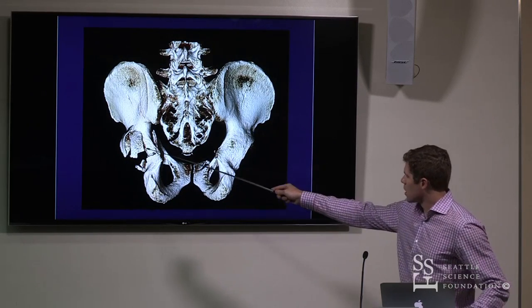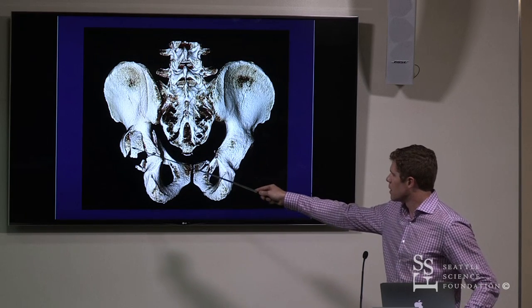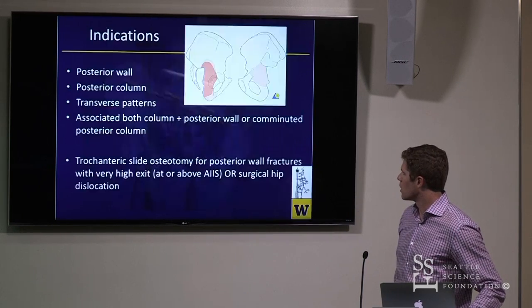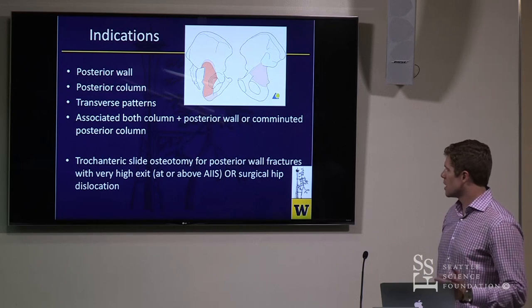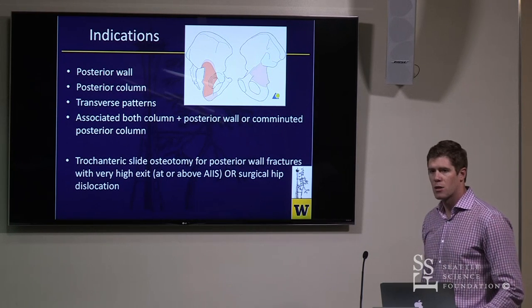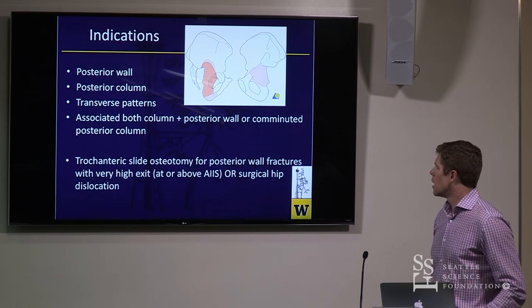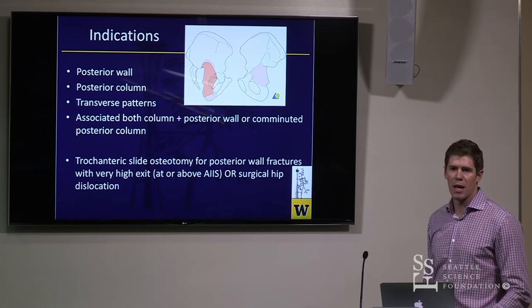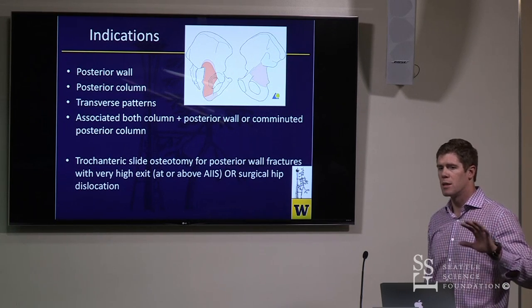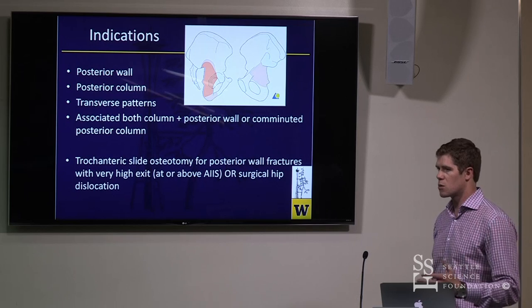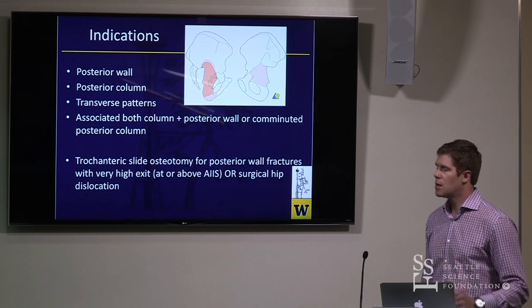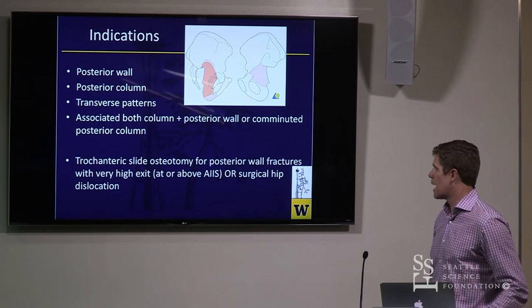Again, accessing all of this, the transverse component here and the comminuted posterior wall here. So indications, again, posterior wall, posterior column fractures, transverse patterns. And then, as Dr. Clavineau mentioned, some of the more difficult associated patterns where you need to directly visualize the posterior column in order to get an accurate reduction.